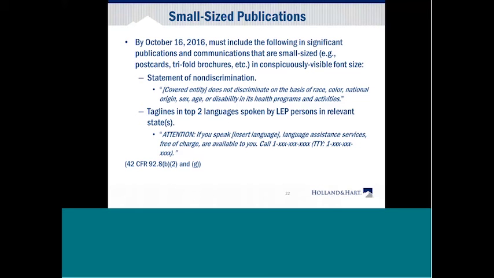First, a statement of non-discrimination. You don't have to publish that whole notice of non-discrimination. You only have to post a statement of non-discrimination. The government has given us a sample. The sample is that the covered entity does not discriminate on the basis of race, color, national origin, sex, age, or disability in its health programs and activities.